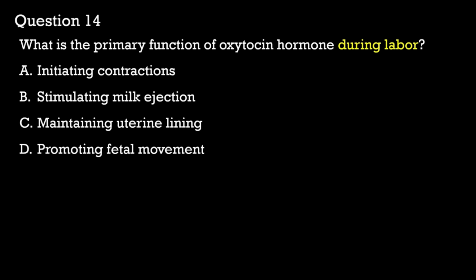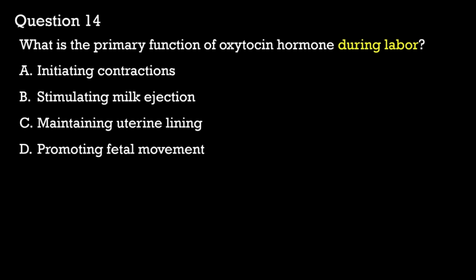Oxytocin, which is produced by the posterior pituitary gland, plays a crucial role during labor. Now, this same hormone plays a role after labor as well. It also plays a role during breastfeeding. But based on the question, we are going to look at what it does during labor. Its main function is to stimulate strong rhythmic contractions of the uterus, and this helps to push the baby through the birth canal. Oxytocin also helps with placental expulsion after birth, and later, it assists in milk ejection, that's the letdown reflex.